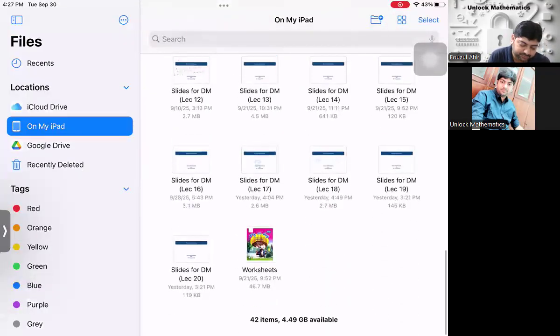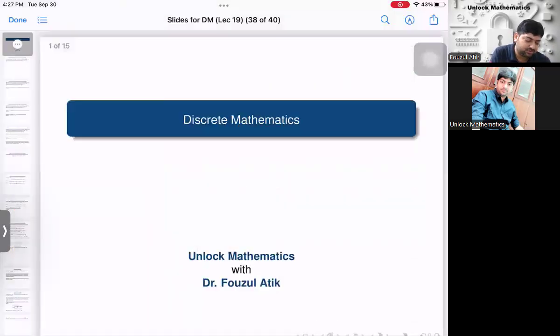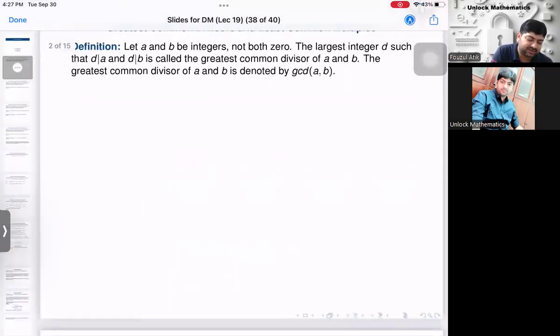Suppose I have two integers, maybe 36 and 27. I have two integers, not both 0. Then what is the largest common divisor? We know the divisors of 36 are 2, 3, 4, 6, 9, 12. All of them are divisors. Whereas for 27, the divisors are 3, 9, right?